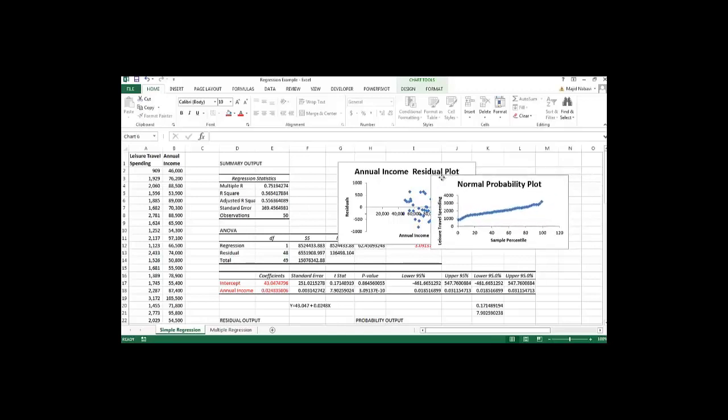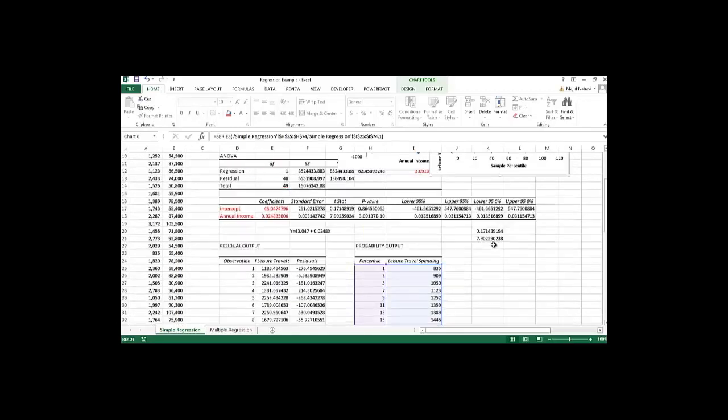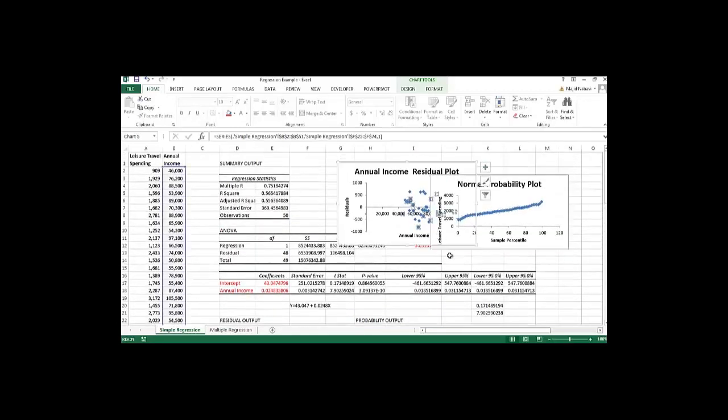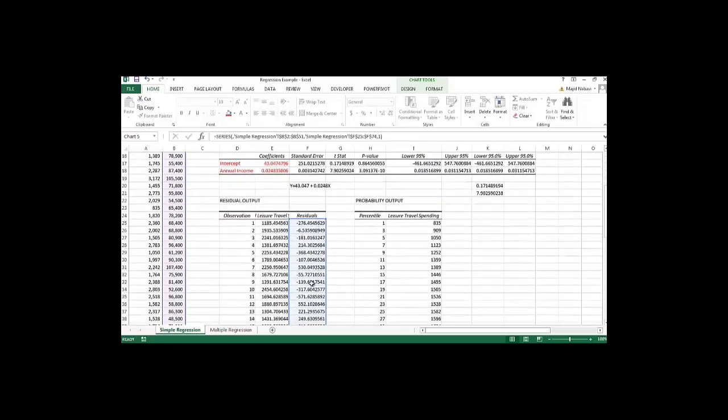For normal probability plot, the plot of residuals is close to a straight line. If it's significantly deviated from a straight line, then distribution of errors is not normal. By selecting the data points, we can see which columns are highlighted. Also, by selecting the residuals, we can see the annual income is highlighted and the residuals also.